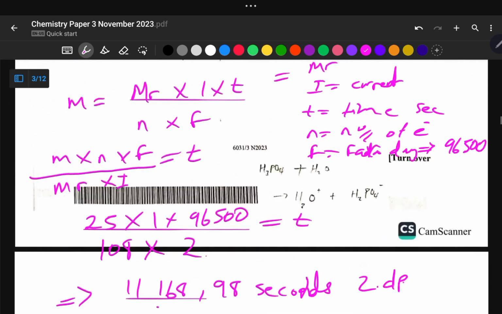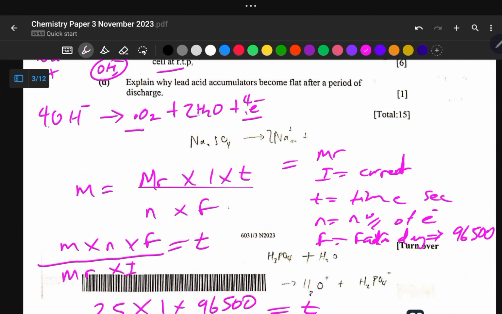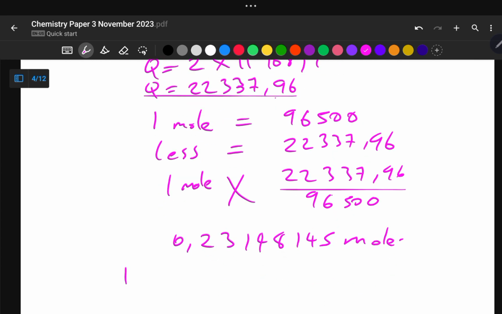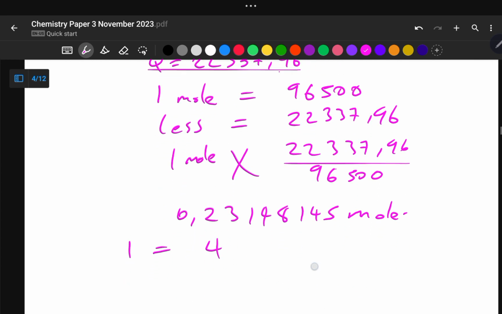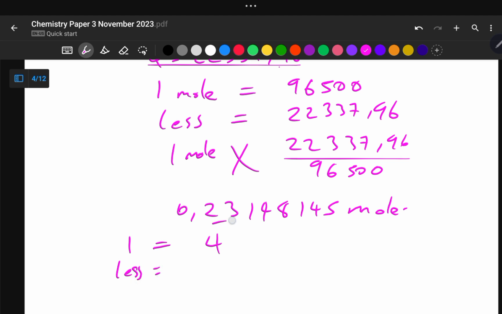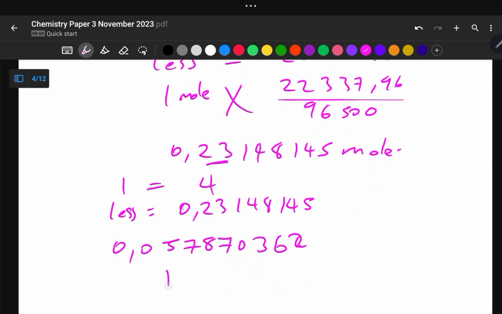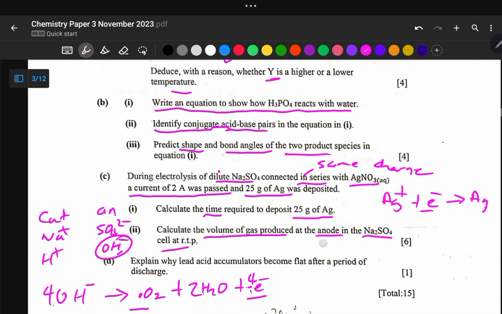We know from this equation that for every 1 mole of oxygen we have 4 moles of electrons. So 1 mole of oxygen is equal to 4 moles of electrons. So we carry out simple proportion: we divide 0.23148145 by 4 to find the number of moles of oxygen produced, and we have 0.057870362 moles. We are told that it is at RTP, right?